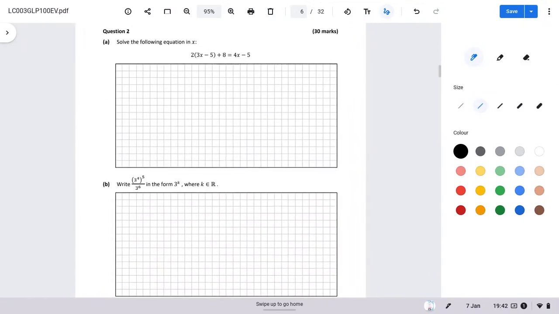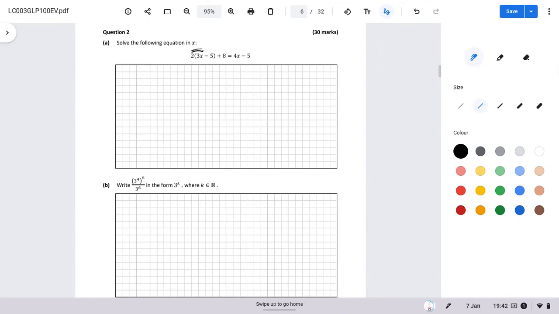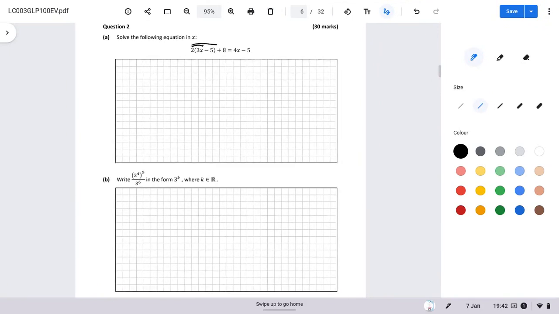Next thing here, a wee bit of algebra. Solve for the value of x. So we've got brackets. Multiply them out. And what do we have here? 2 times 3x is 6x minus 10. That 8's not in a bracket. It's equal to 4x minus 5. And maybe tidy up each side first. So 6x minus 2 is equal to 4x minus 5.